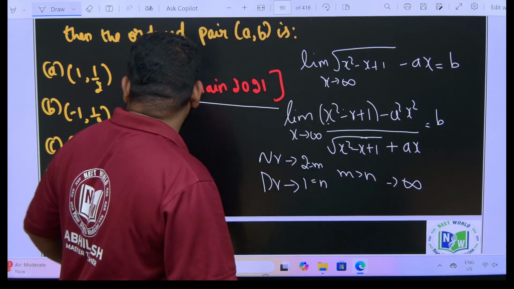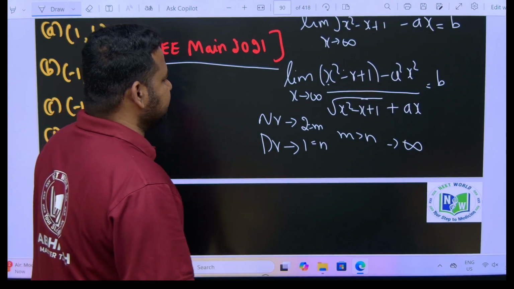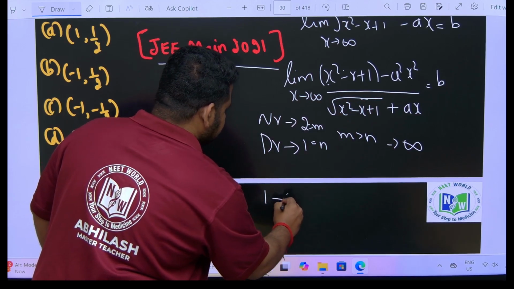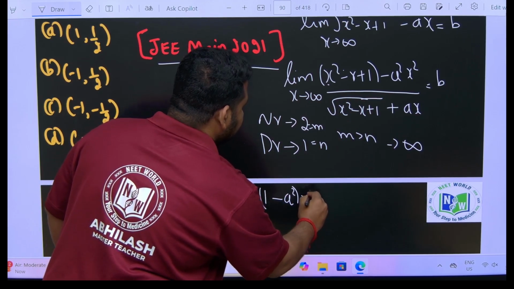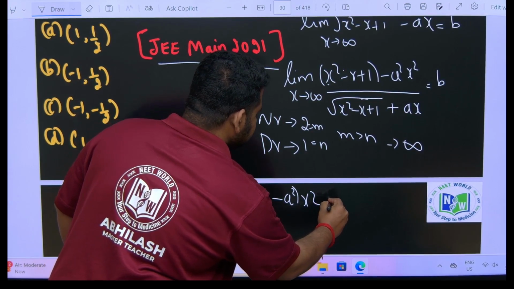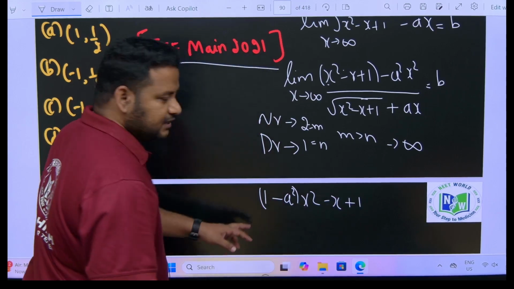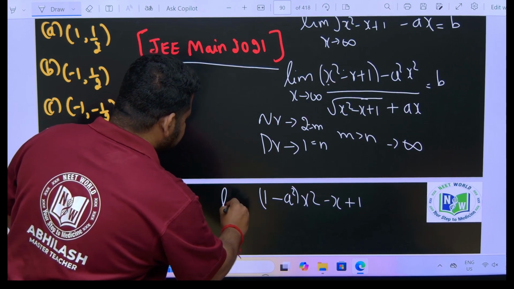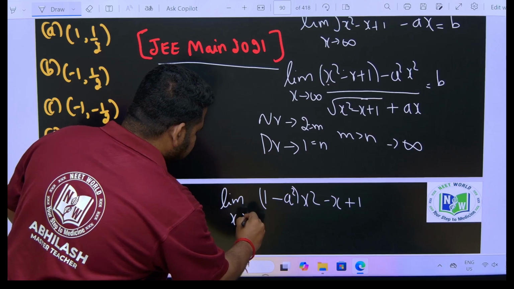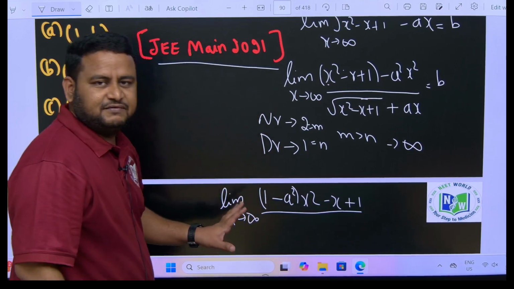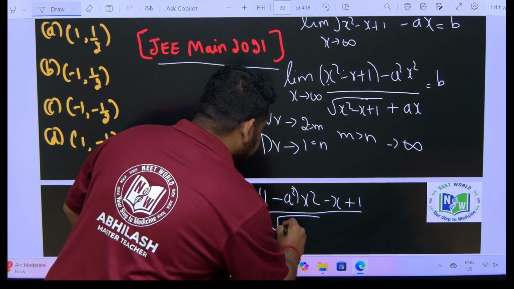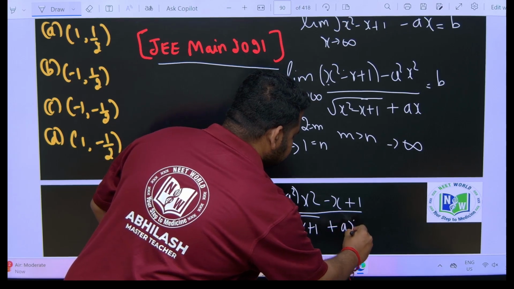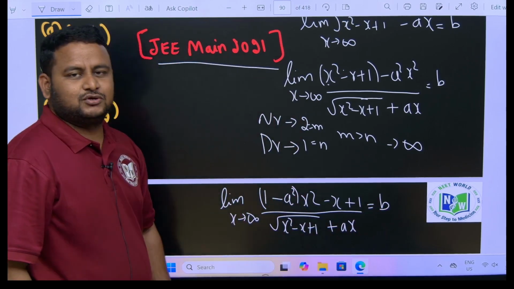So what can I do? Let me look at the coefficient of x square. The coefficient of x square is 1 minus a square, so we have 1 minus a square into x square, minus x plus 1, correct na? 1 minus a square is the coefficient of x square. This is the limit as x tends to infinity, divided by square root of x square minus x plus 1 plus ax. This is equal to b.